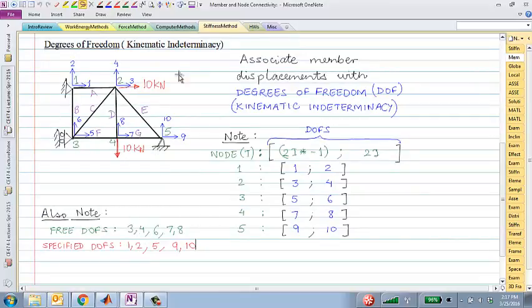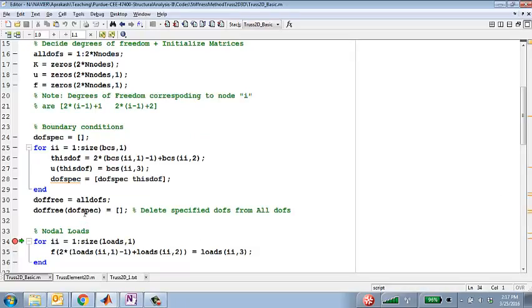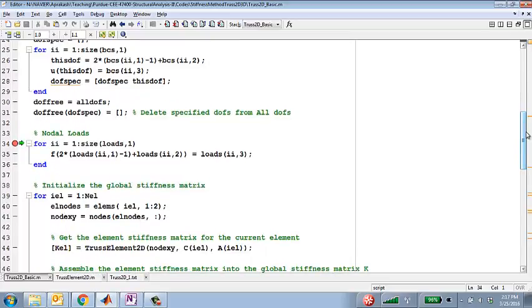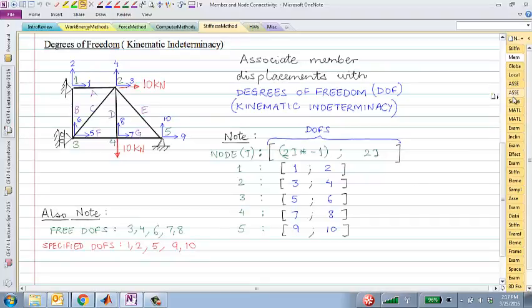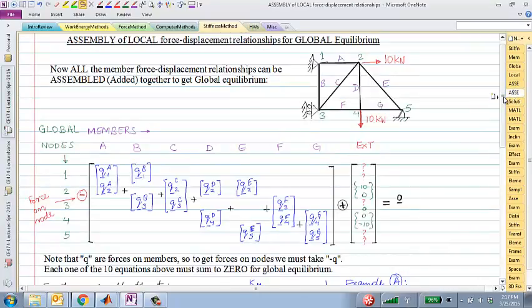We decided those were the degrees of freedom that were free degrees of freedom, the ones that we want to find. And the specified degrees of freedom were 1, 2, 5, 9, 10, which hopefully we can see here, 1, 2, 5, 9, 10. So that piece of code, I'll let you figure out how it worked. But all it did was figure out among the 10 degrees of freedom, which ones are free, which ones are specified. Okay. And then we are adding the nodal loads, meaning the right hand side of this, here.